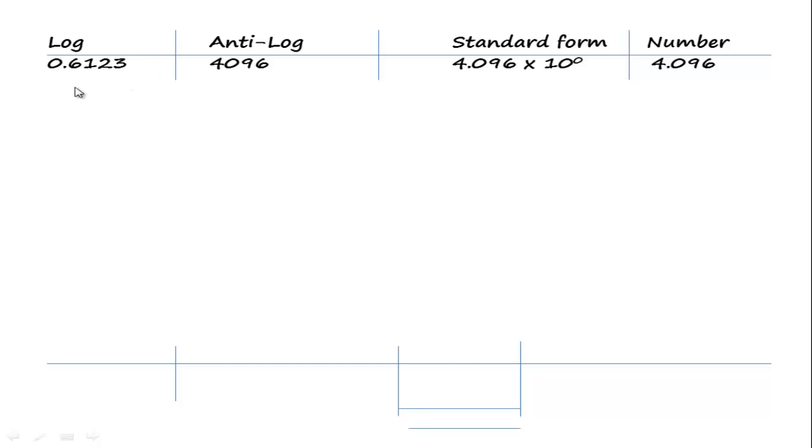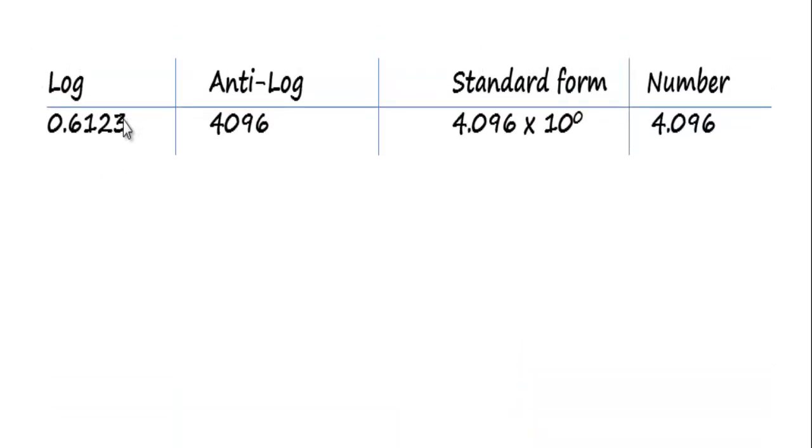Now the log that you get by subtracting the first from the second is 0.6121, meaning that the character here is 0. Are you following my point? Now you go to the antilog table. You go to 0.61 under 2, difference 3, and you get 4096 for your antilog. The character is 0, so you get 4.096 times 10 raised to power 0, and 10 raised to power 0 is 1. That's why you get 4.096.